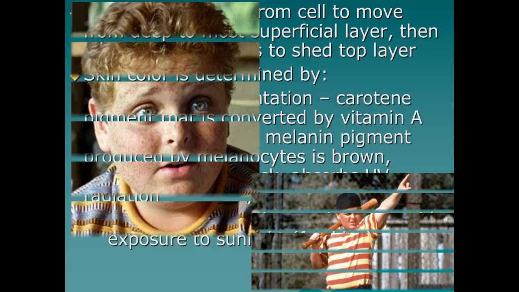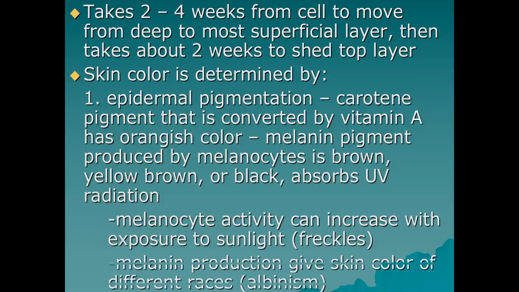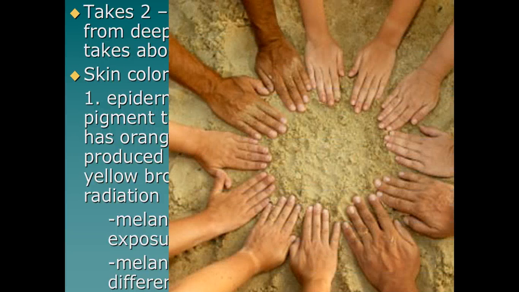Again, like I said, here. So you have the great Hambino from Sandlot, freckles, increased exposure to sunlight, stimulates those melanocytes. Melanin production, like I said, is what gives skin color of different races. So you can consider darker colored races to have an increased production of melanin itself. And the non-production of melanin is actually a genetic disorder called albinism.